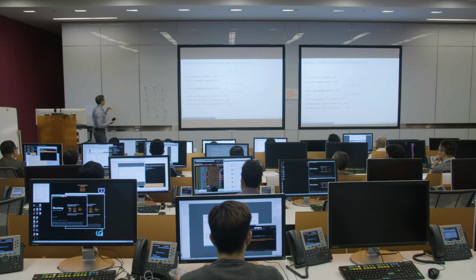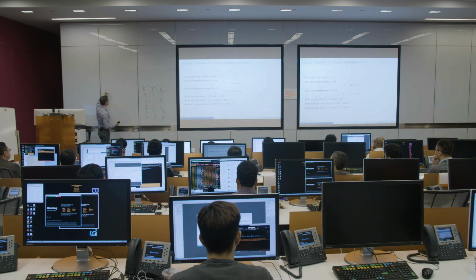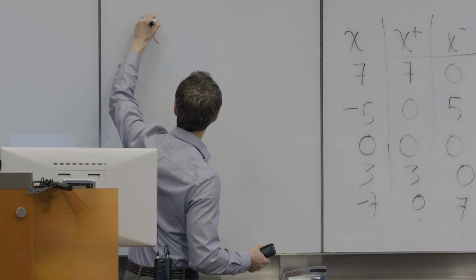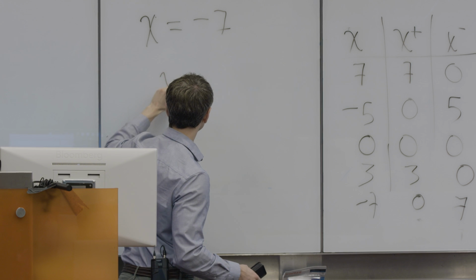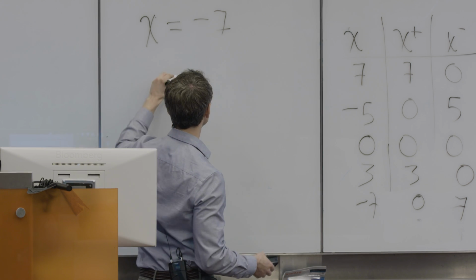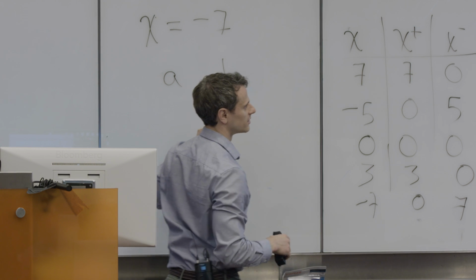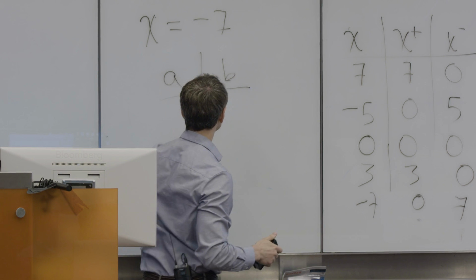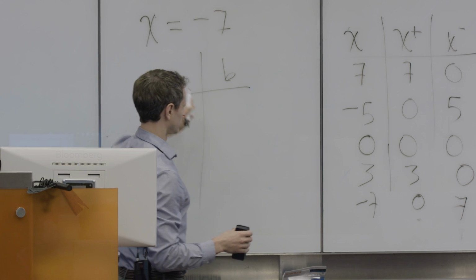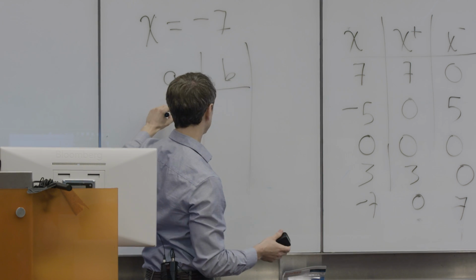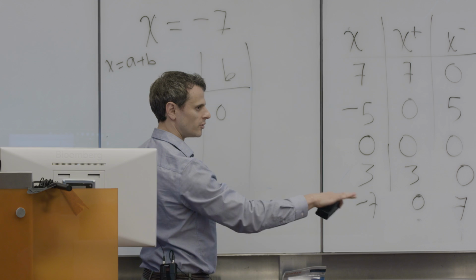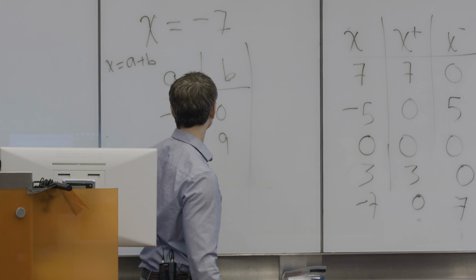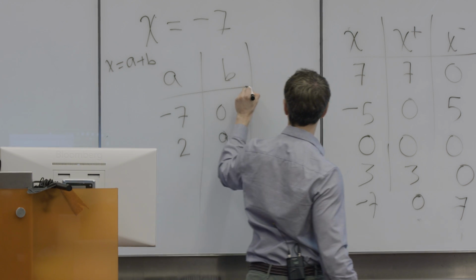All right, let's talk about this ambiguity of the split, because this will come up in any case in a moment. X is -7. Instead of x plus and x minus, let's call them a and b so that we don't clash with this definition. Give me some a's and b's such that the difference is -7. We want x equal to a minus b. And then there was another one you had: 2 and 9. Great.